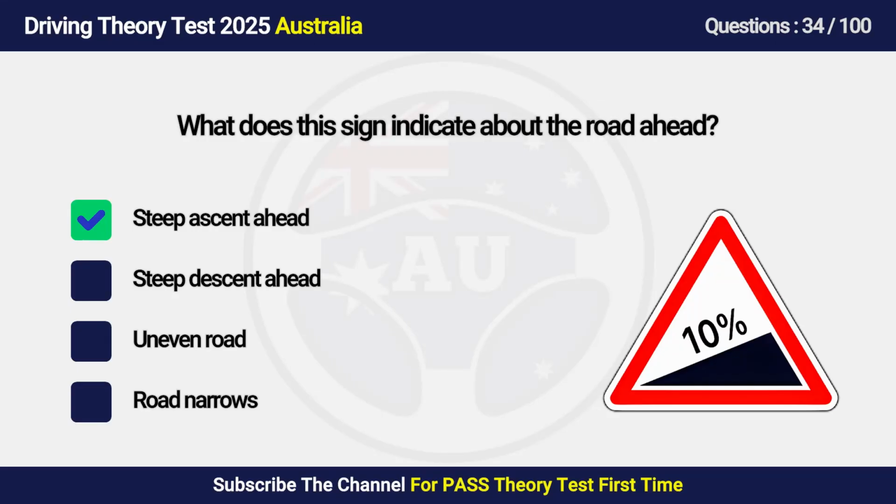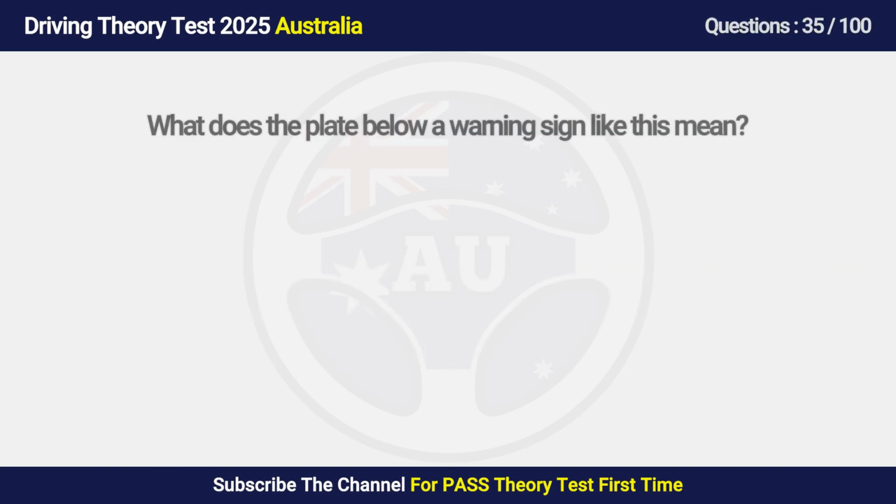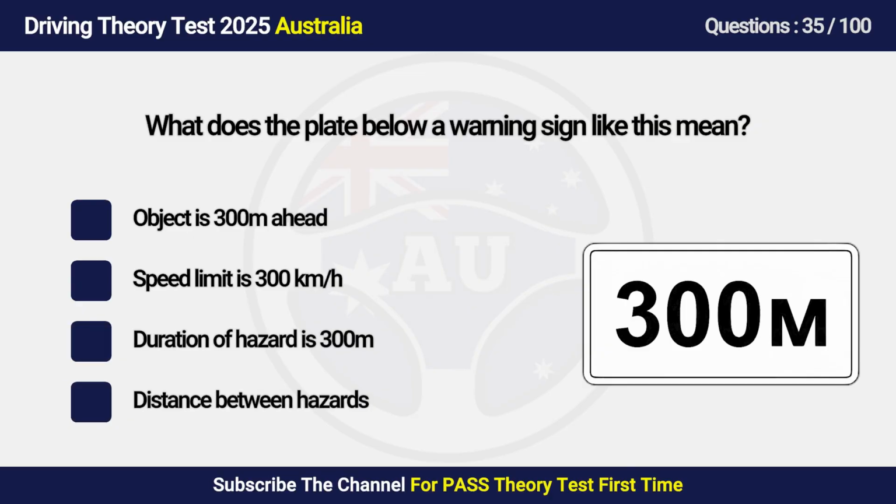Answer is A. Steep ascent ahead. This warning sign indicates a steep ascent ahead. Drivers should be prepared to select a lower gear to maintain power and avoid straining the engine. Question 35. What does the plate below a warning sign like this mean?